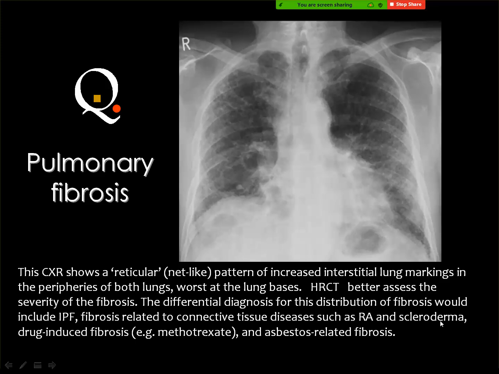If you have to differentiate this from others, then you should have the high resolution CT to look for the honeycombing, the bronchiectasis, and other findings that can support your diagnosis or exclude it, and you look for another etiology.